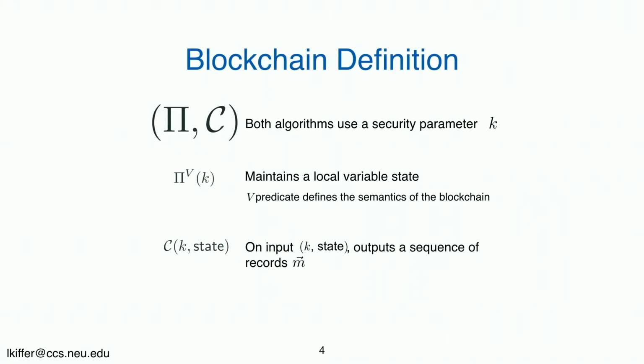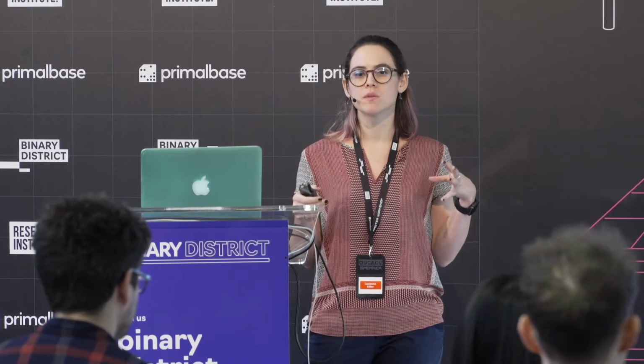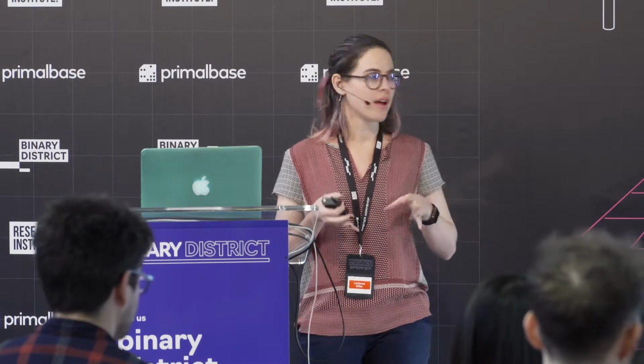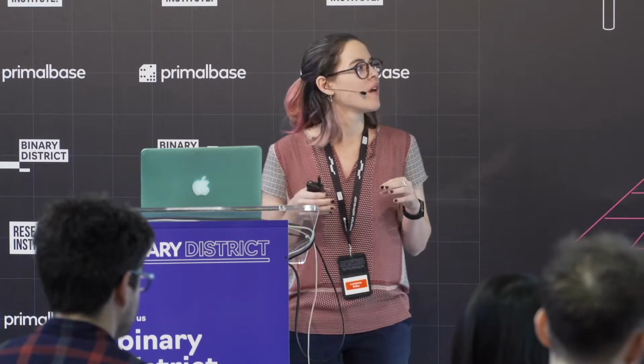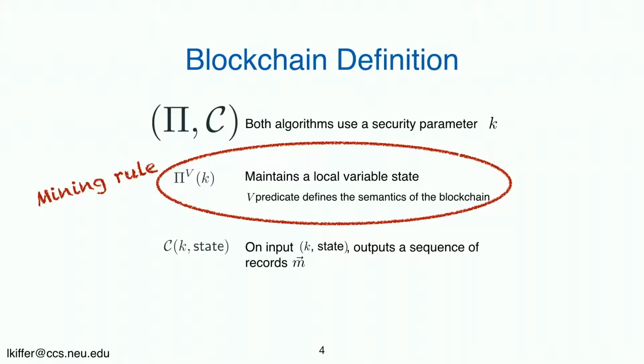When we talk about blockchain protocols, there are really two parts. One is this pi, which is really the mining rule. It's what we're interested in. It's our base protocol, I guess our layer 1 protocol. And then C is everything else that you can build on the blockchain. So if you have some sort of DAG-based protocol, then C might be how you extract a linear sequence of transactions from that DAG. But for this talk, I'll be focusing on the pi protocol.